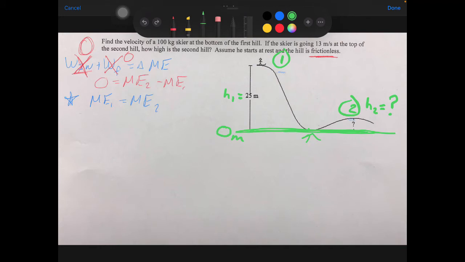How do we determine the mechanical energy at location 1? Well, mechanical energy is when we take our kinetic energy at location 1 and add it to our gravitational potential energy at location 1, and add that to our elastic potential energy at location 1. And then we set that equal to our mechanical energy at location 2, which is equal to KE2, PEG2, and PEE2.